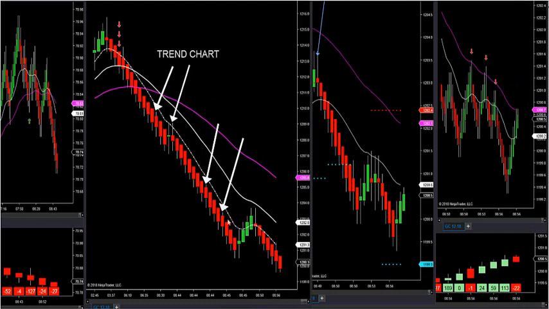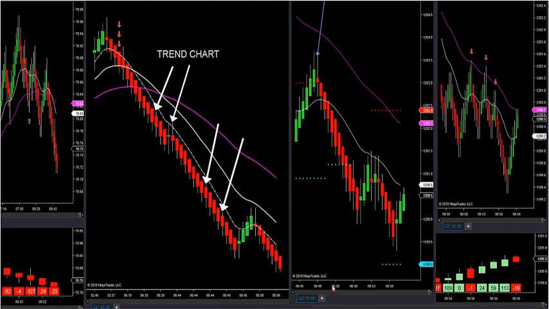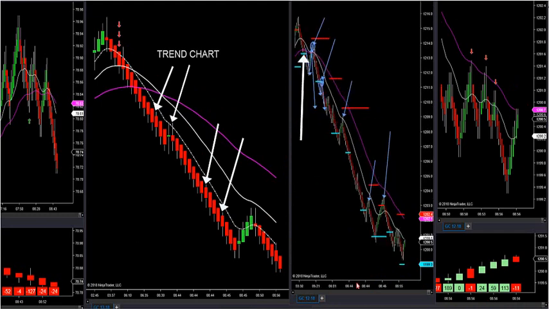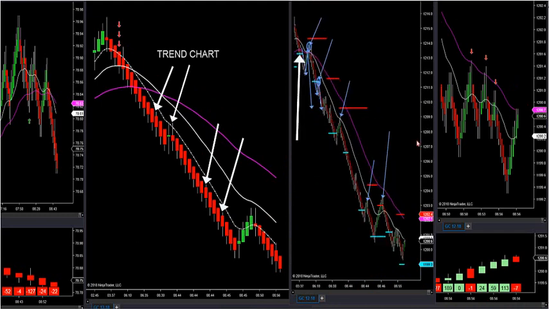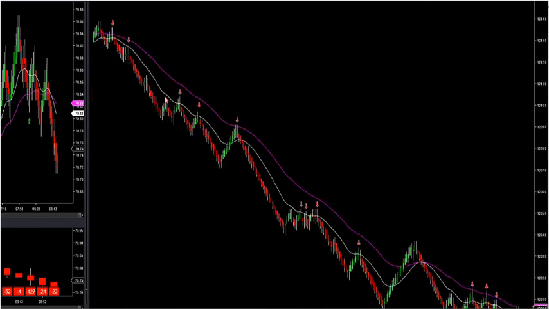All based upon, look, trend filter down. Breaking symmetry of the market. Confirming the downtrend. Showing us when to look for arrows. And then we get in on the arrow short here. There's your arrow shorts.